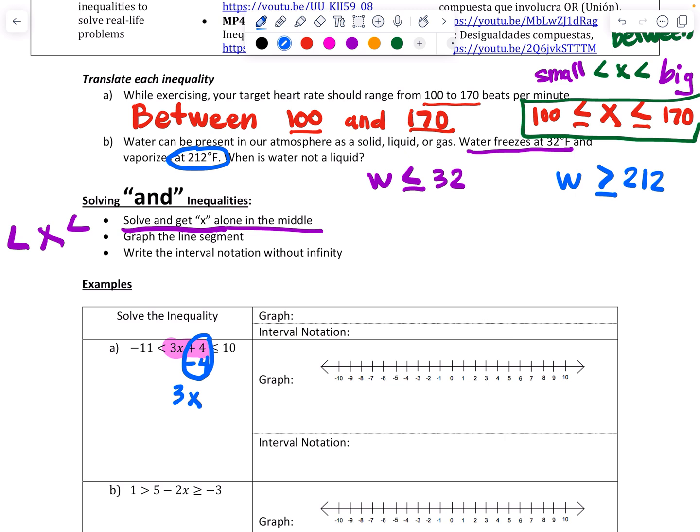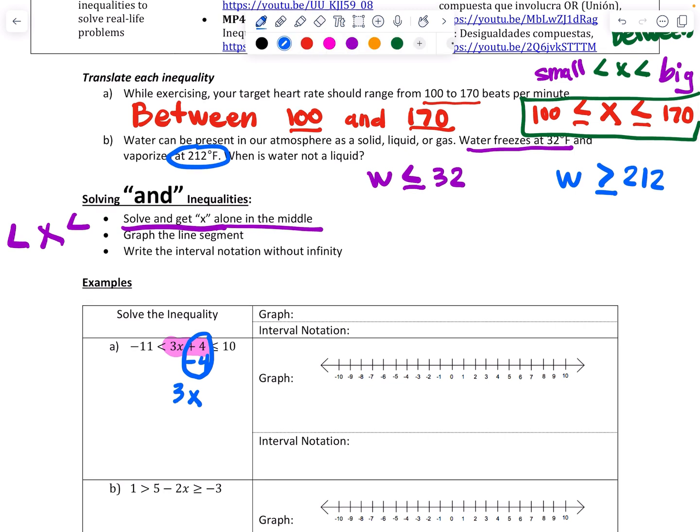This time we've got 3 separate parts. So I have to subtract 4 from the middle, from the left, and from the right. So negative 11 minus 4 will be negative 15. 10 minus 4 will be positive 6. Okay, and then I drop down my symbols. So I have a less than right here, less than or equal to right there.